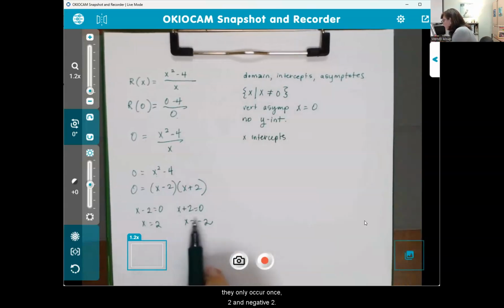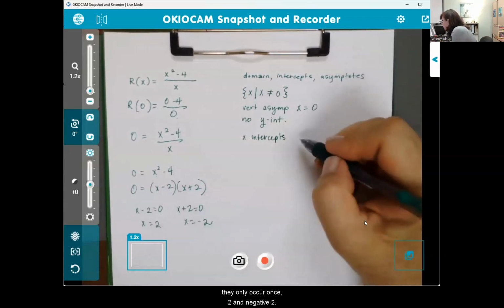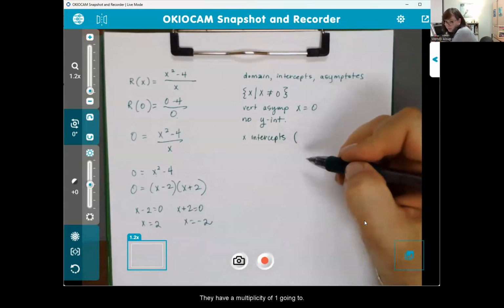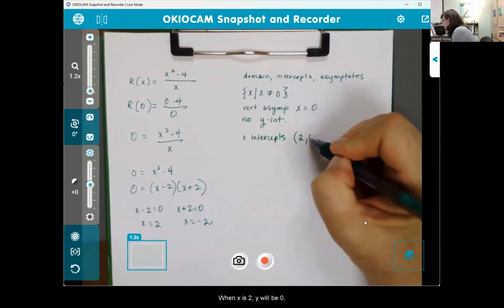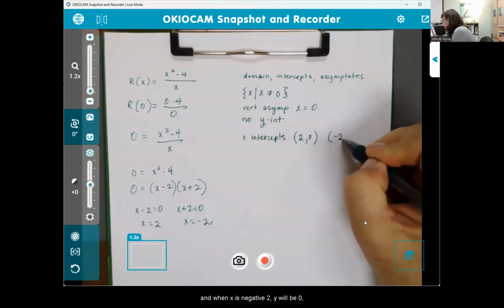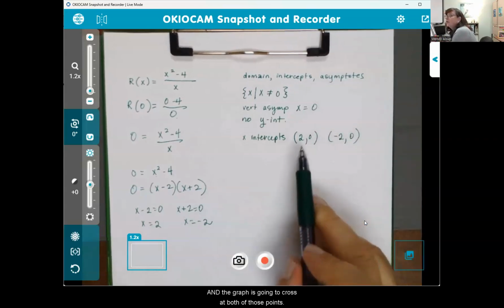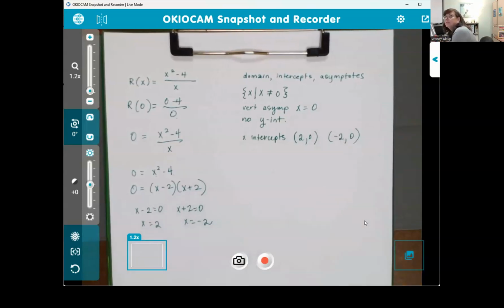They each only occur once, 2 and negative 2. So the graph's going to cross there. They have a multiplicity of 1. When x is 2, y will be 0. And when x is negative 2, y will be 0. And the graph's going to cross at both of those points.